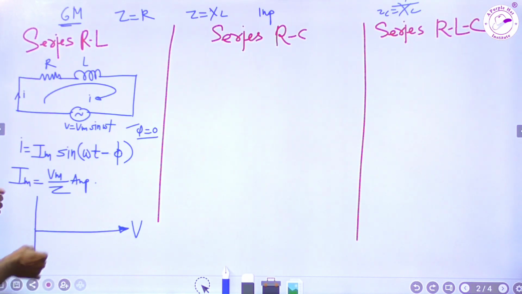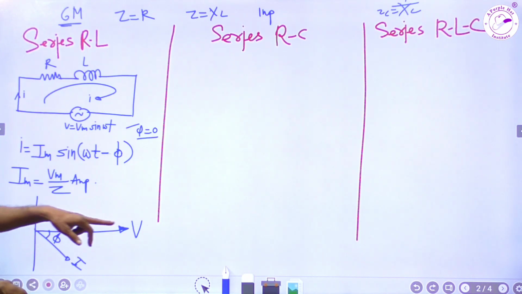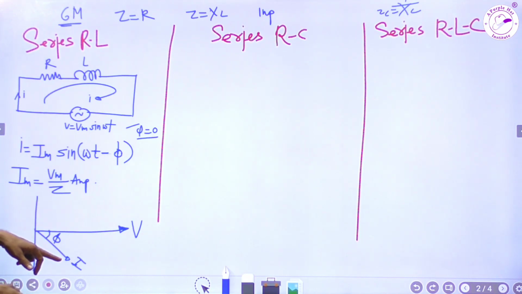Similarly, current has angle minus phi. Current lags behind the voltage by phi. This is the positive quadrant, this is the negative quadrant. So current will be somewhere here, and phi. This is called the phasor diagram for this case. Voltage and this is current. The angle between these two will be equal to phi.